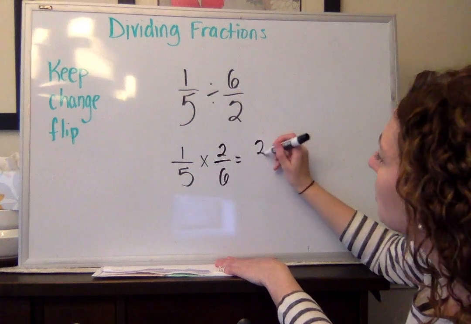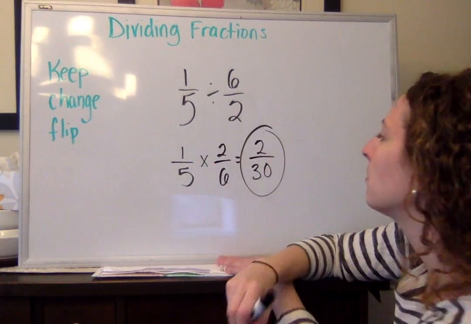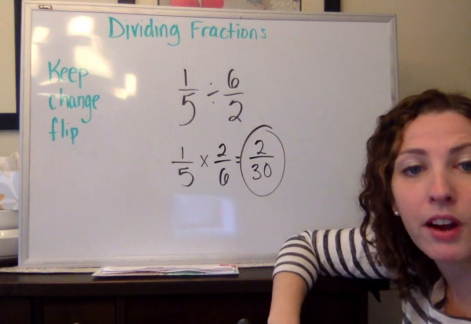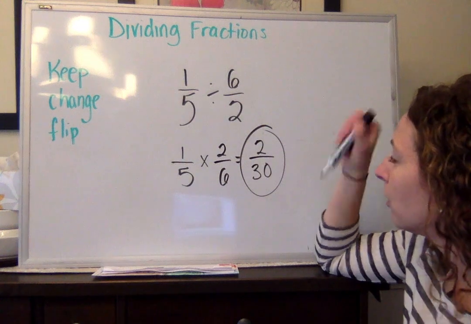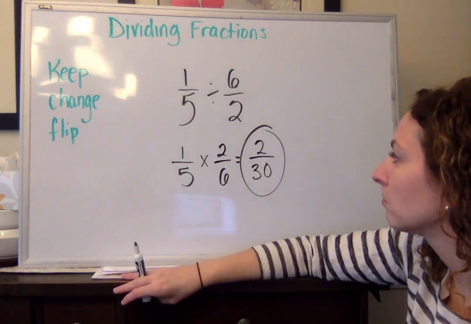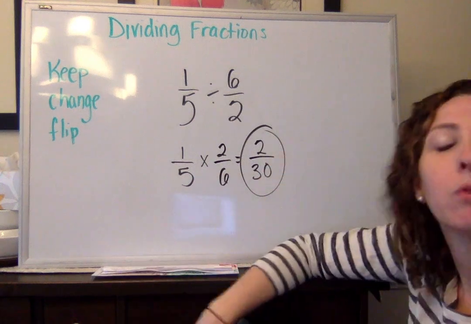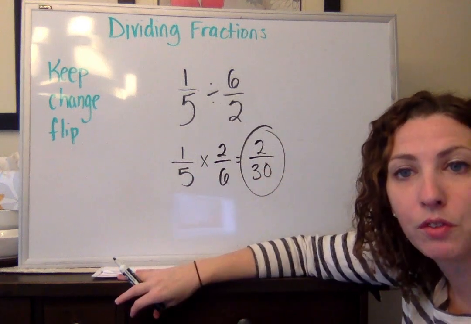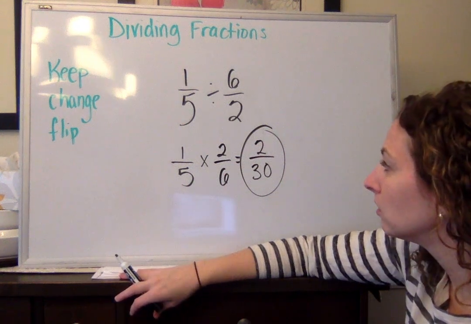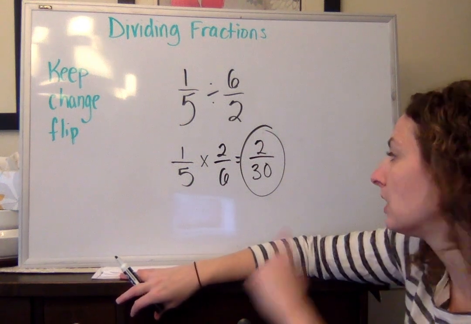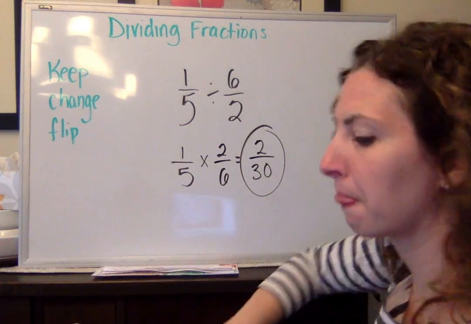1 times 2 is 2. 5 times 6 is 30. 2 over 30. Now, that could be simplified, okay, because 2/30ths can be made smaller if you divide both of them by 2, and that would give you 1/15. So if you feel comfortable with simplifying it, you can do that, but I would accept 2/30. All right, want to try another one? Okay.